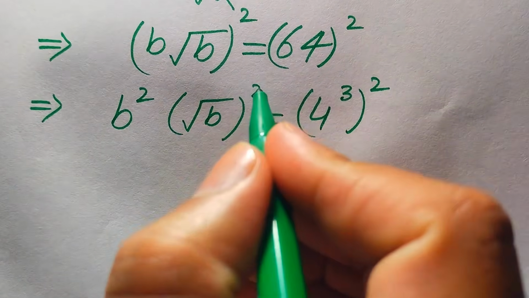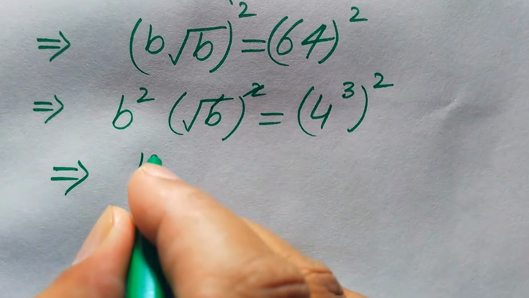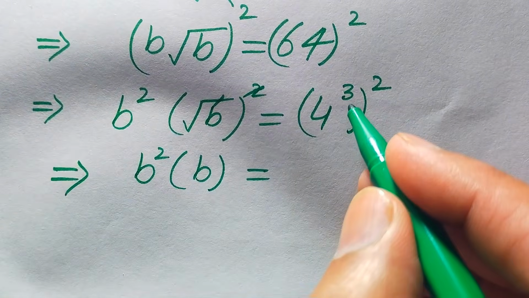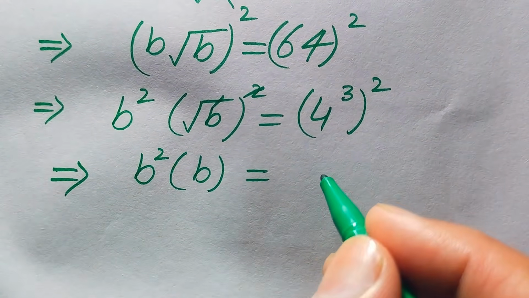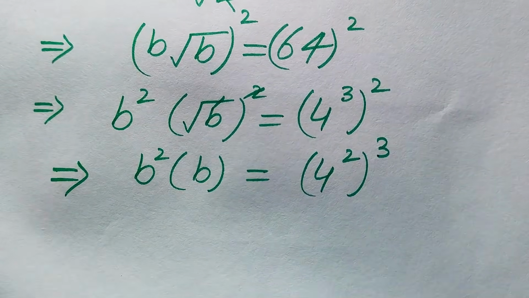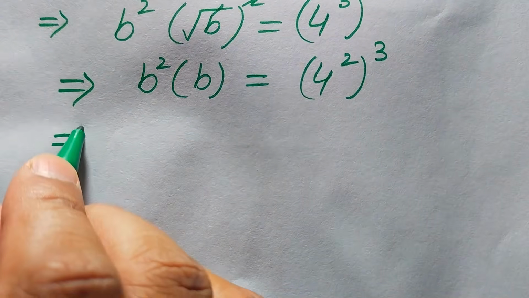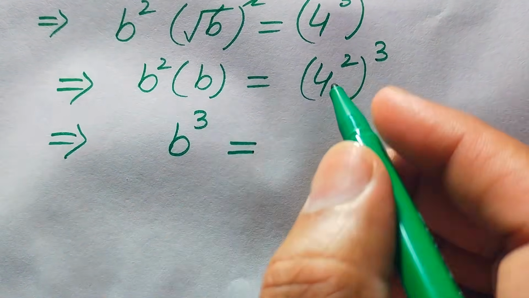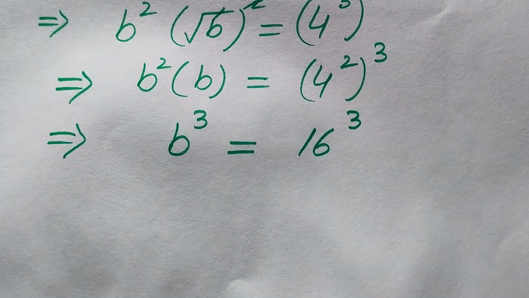And now in the next step, this 2 and this square root are gone, and we will get b square into b is equal to, here we need to interchange both of these two values, and we move the term 2 inside, and it will become 4 square and its whole cubed. Now we have b square multiplied by b is equal to b cubed, and this is 4 square, and 4 square becomes 16 and its whole cubed.